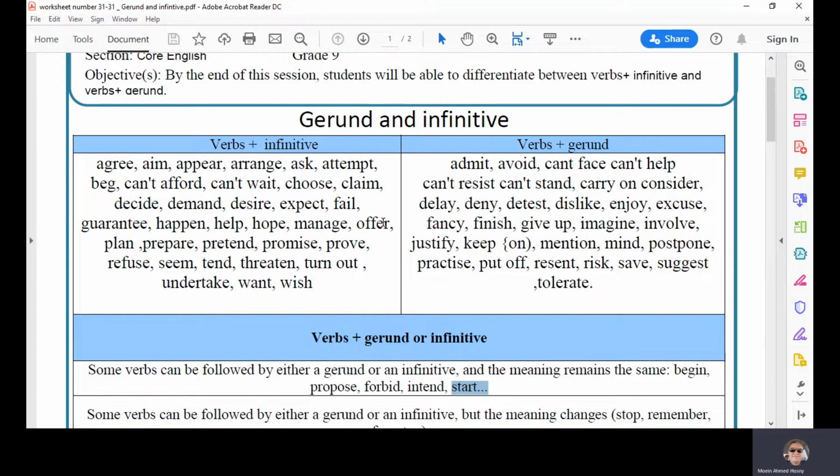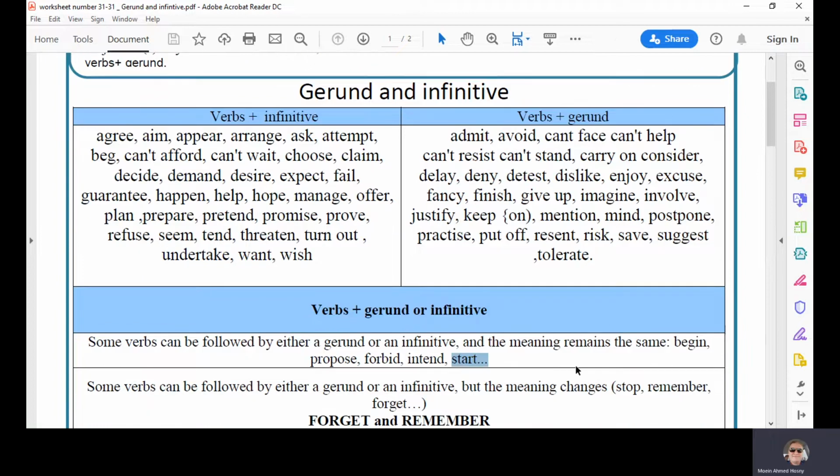No difference. Okay, so let's focus on the examples I gave you. Some verbs can be followed by either a gerund or an infinitive, but the meaning changes. Yes, and this is the most confusing one, and you must think deeply before using one of these. Let's check them one by one.